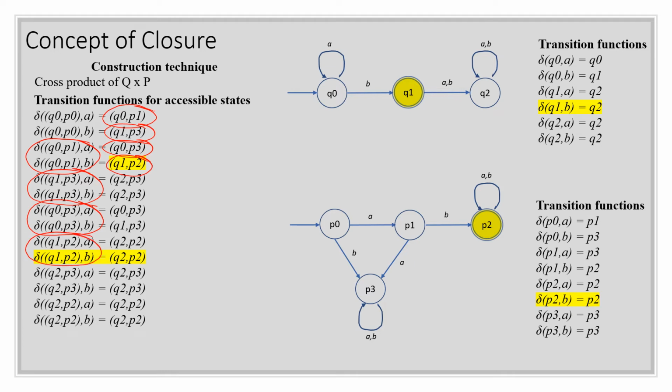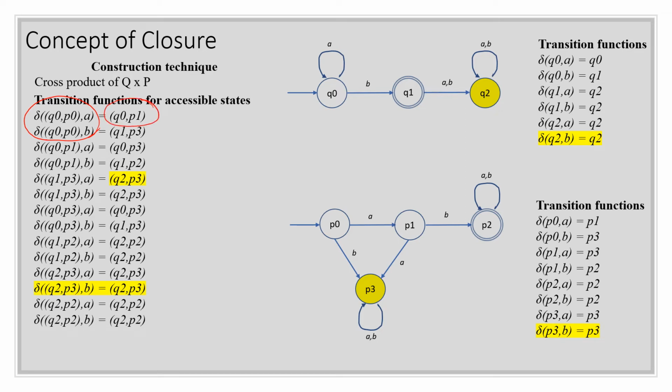The next one to consider is Q2, P3. Q2 with an A goes back to Q2, P3 goes back to P3, and so we have Q2, P3. With a B it also goes to Q2, P3.